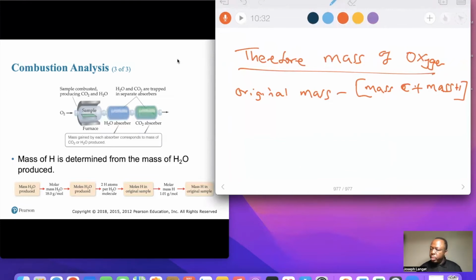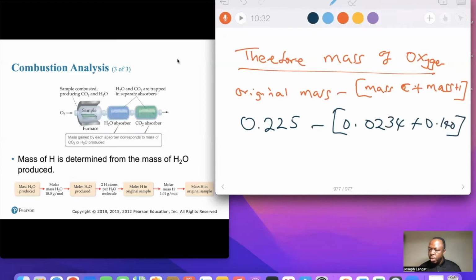So this is the original mass of the sample, 0.225 minus 0.0234 plus 0.140. This will leave you with 0.0616 grams of oxygen. This is the mass of oxygen in the hydrocarbon. So we know now the mass of each element in the compound.